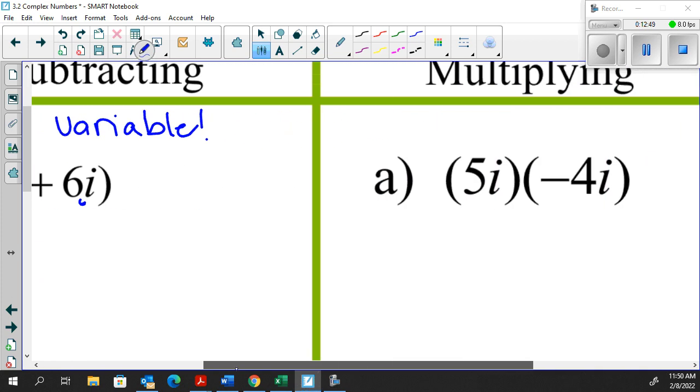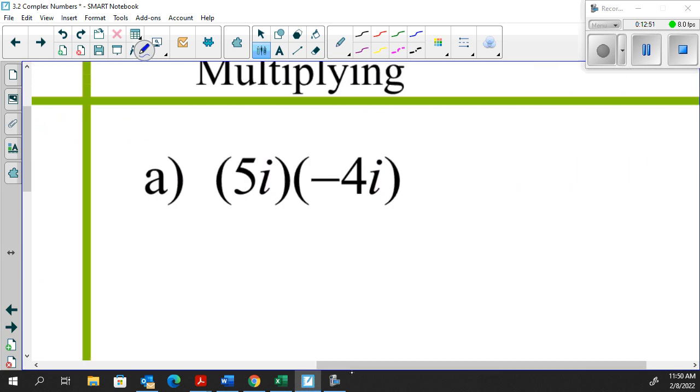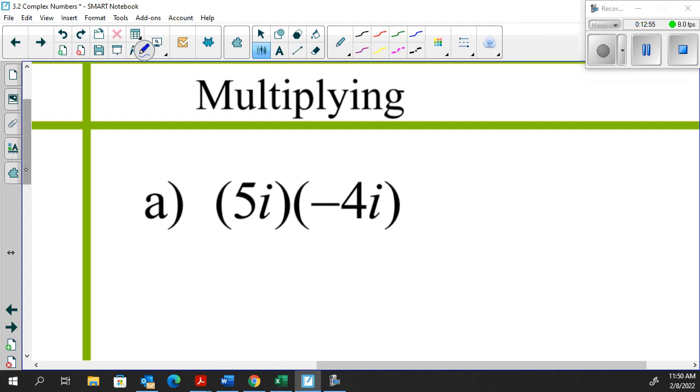Multiplying, it's the same way. Just treat it like a variable. But there's one more thing I got to add in here. Remember, if i is the square root of -1, that means that i squared is just -1. So if you come up with an i squared, you need to turn that into a -1. And it'll change some things a little bit.